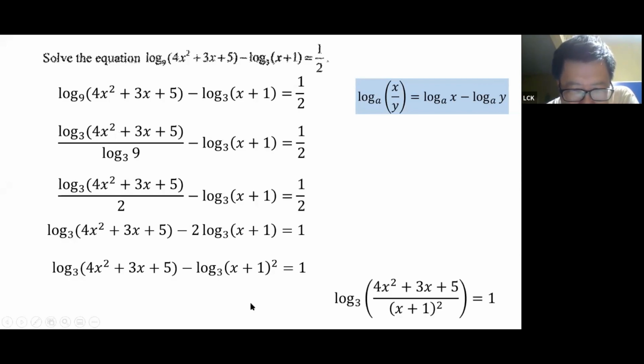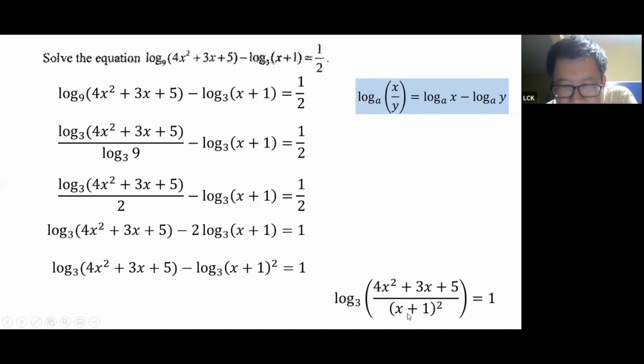And once you have this, you combine these two by dividing the lot. So 4x squared plus 3x plus 5 appears at the top. x plus 1 squared appears at the bottom. I'm putting it here because I've run out of space. Okay, and a 1 is just 1 here.